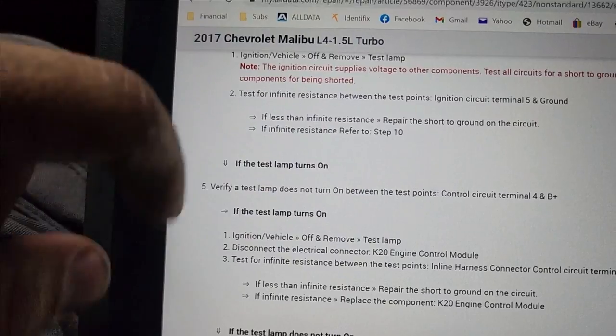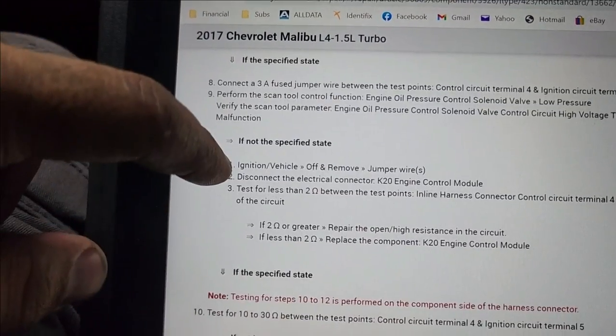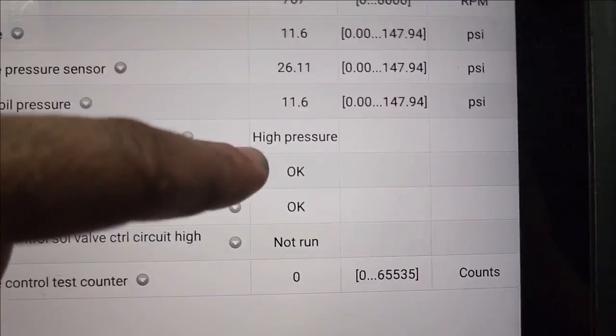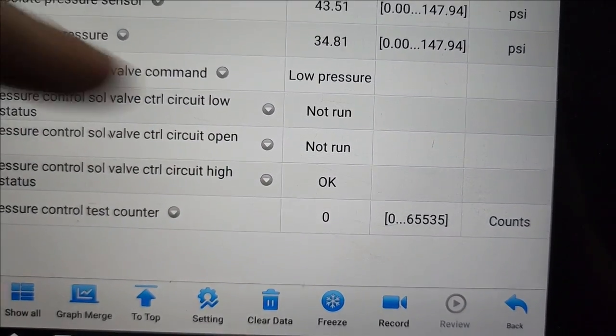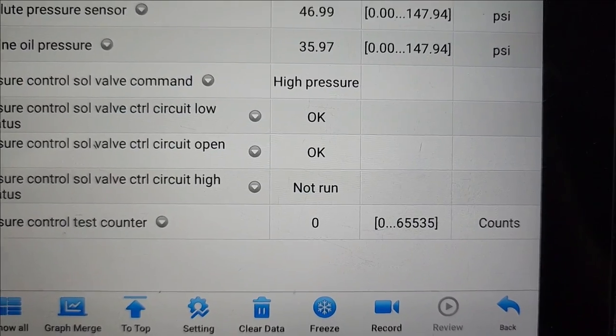Now, we're not going to do circuit testing because I already tested it doing the okay, not run, the okay, not run here. This proves that the circuit is good. Now in this case, if you got to this point, there's one more thing that we have to do. We're gonna have to find this specified pressure for that oil and compare it with what we have.